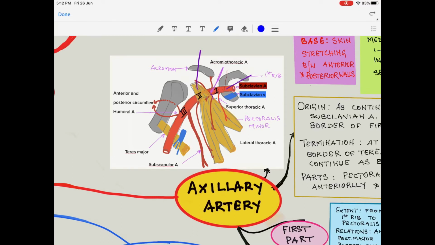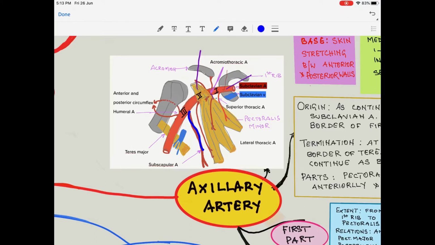Now from the first part, one branch comes out. That is the superior thoracic artery, which runs along the upper border of pectoralis minor muscle. From the second part, 2 branches, the acromiothoracic artery and the lateral thoracic artery. Lateral thoracic artery runs along the lower border of the pectoralis minor muscle. From the third part, 3 branches. The subscapular artery is the largest artery, and there are posterior and anterior circumflex humeral arteries.